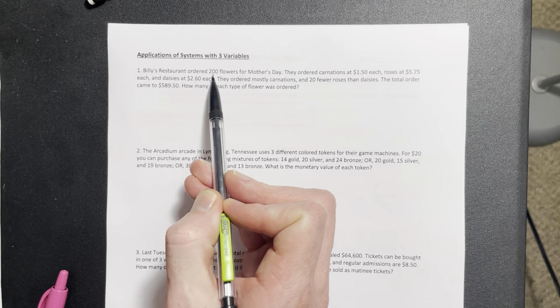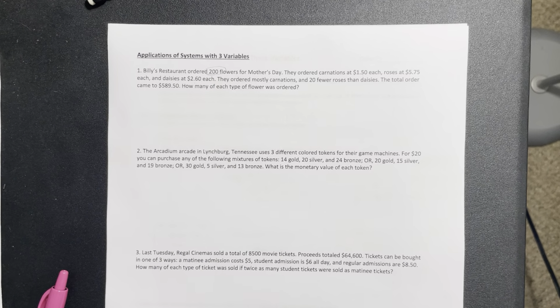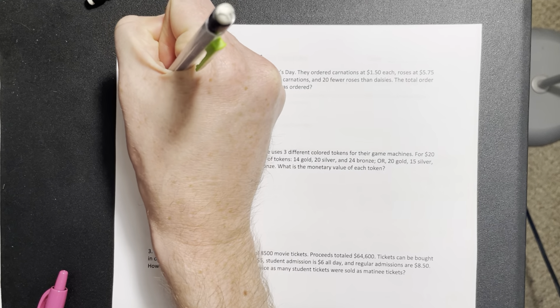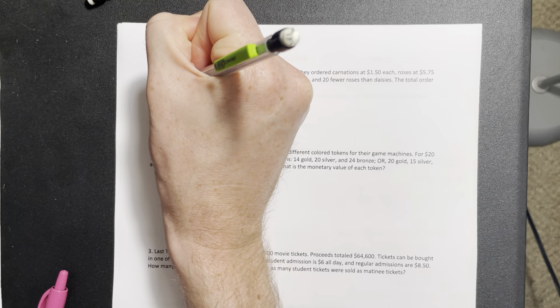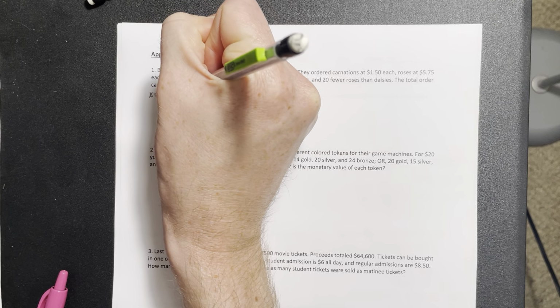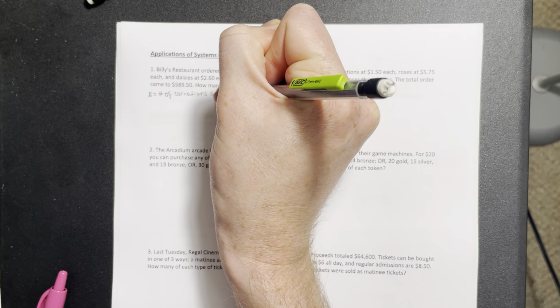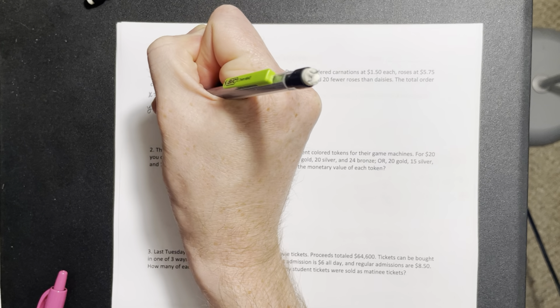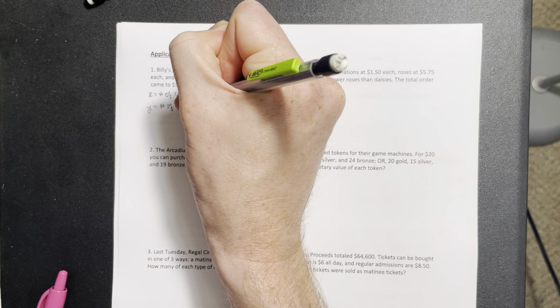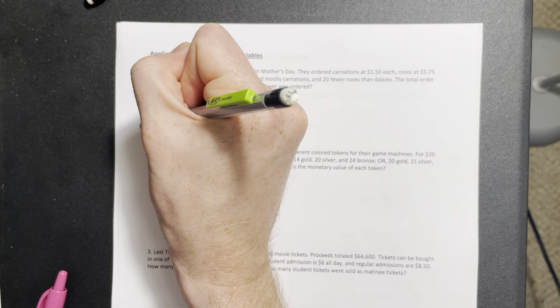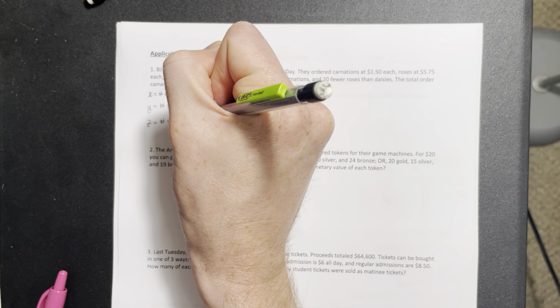So one of the equations is going to deal with this 200 flowers. If we put all of the flowers together, we should get 200. We do need to define our variables. You can let this be x, y, z if you want. In this case, x would equal the number of carnations sold, or at least that's what I'm going to let x be equal to. And y is going to be the number of roses sold. And z would be the number of daisies.